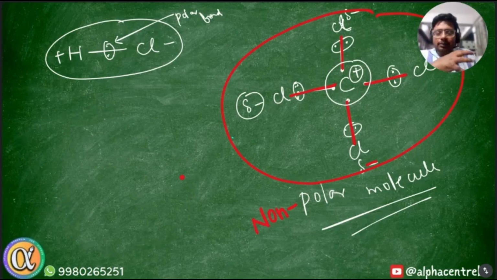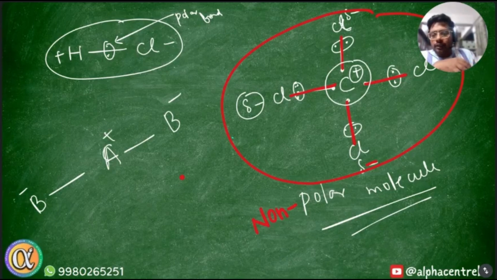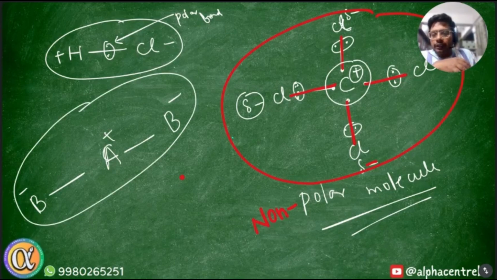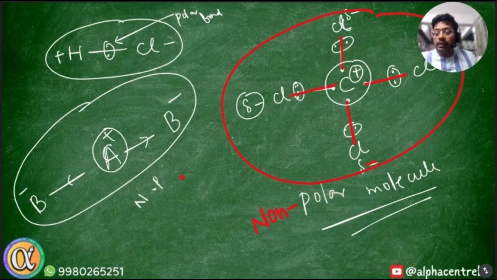So briefly, what I just said is, suppose this is A and it is connected with 2 B. B is electronegative, so this is negative, and this is positive. Then the overall molecule is positive in the center and negative at the corners. So this is not polar because the two bonds are in opposite directions, so they are canceling out each other. So this is non-polar.